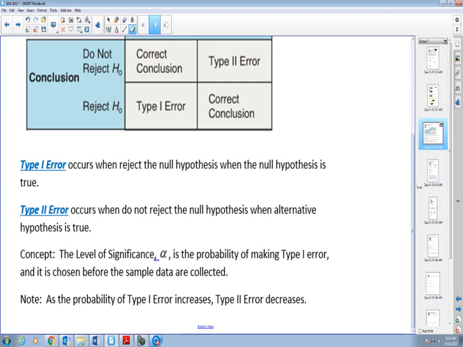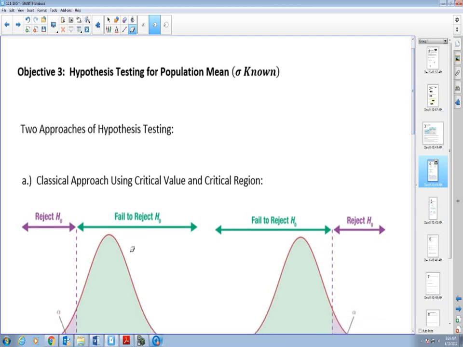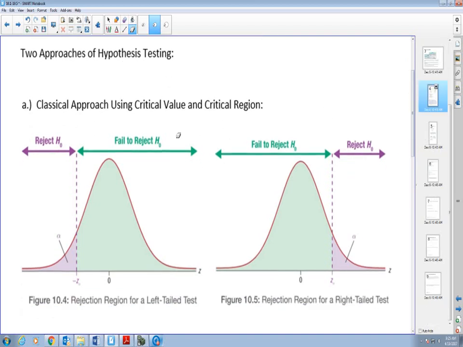All right, so let's talk about these tests real quick. There are two approaches. In a minute, once I'm explaining how to do the test, we're going to test for a population mean where sigma is known, just like when we did confidence intervals, sigma known and sigma unknown. The first approach is called the classical approach, which uses what we call the critical value and the critical region.